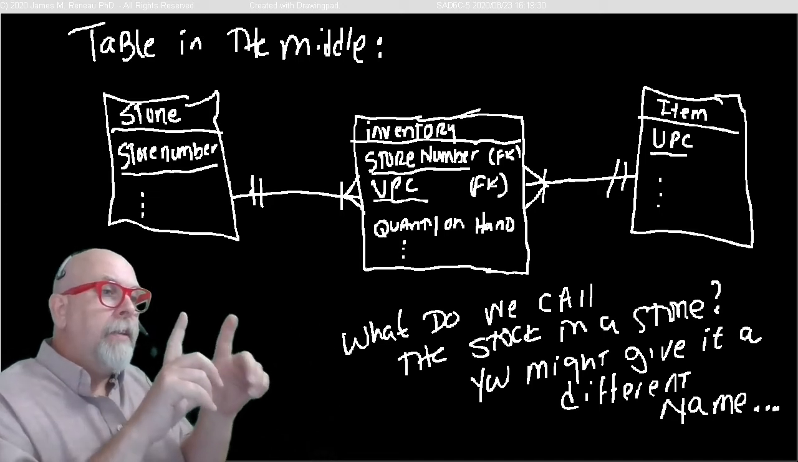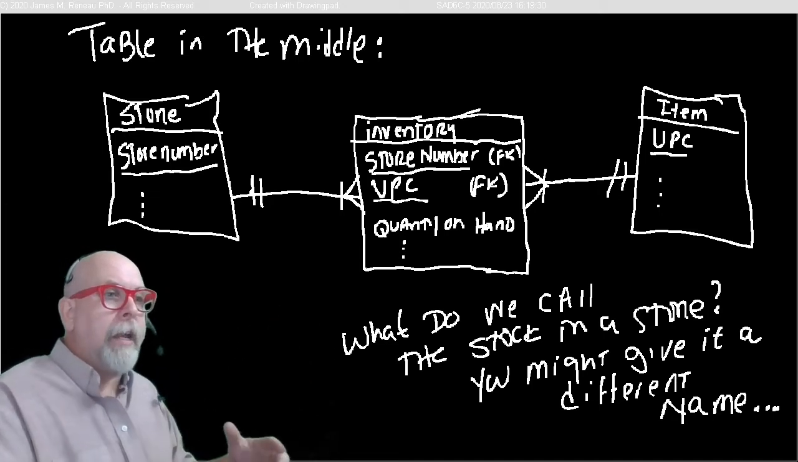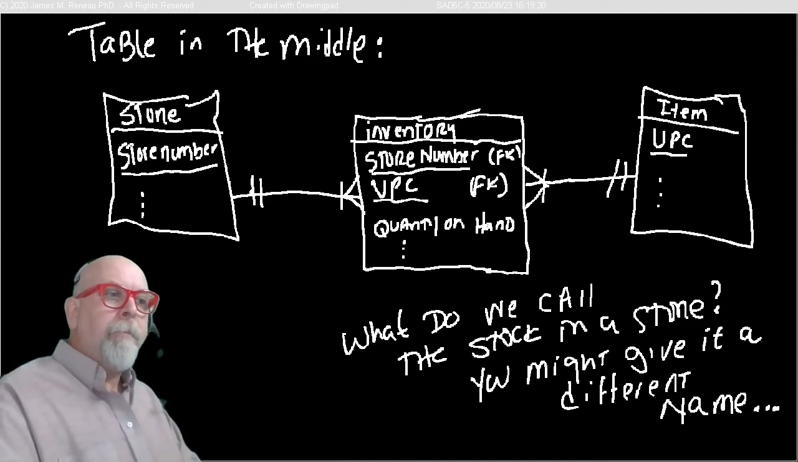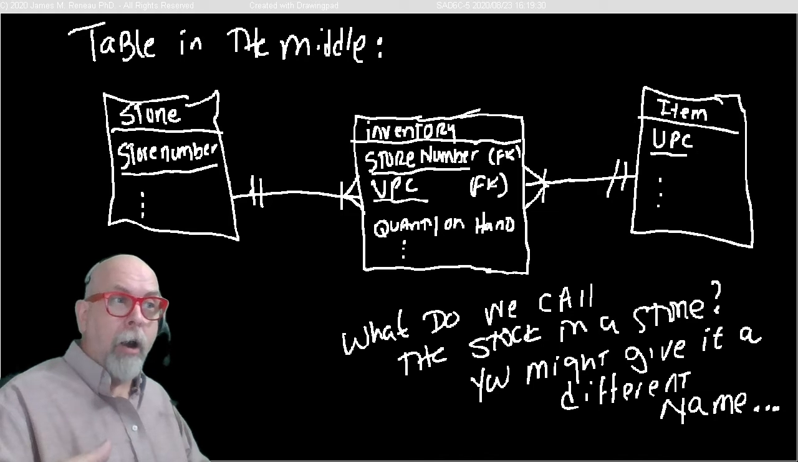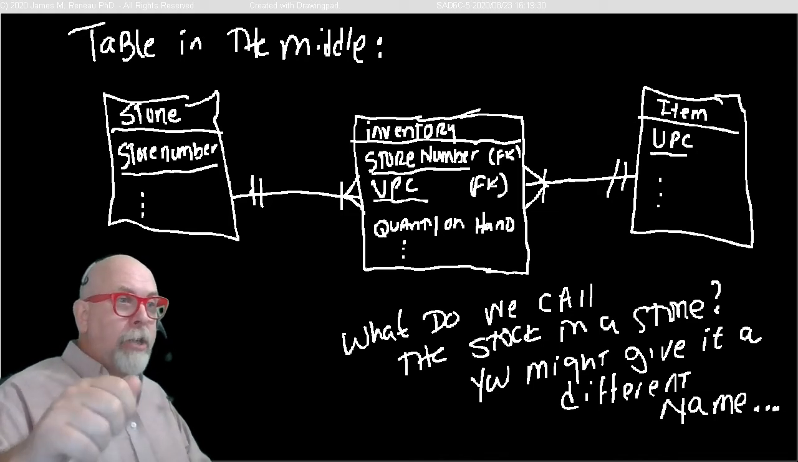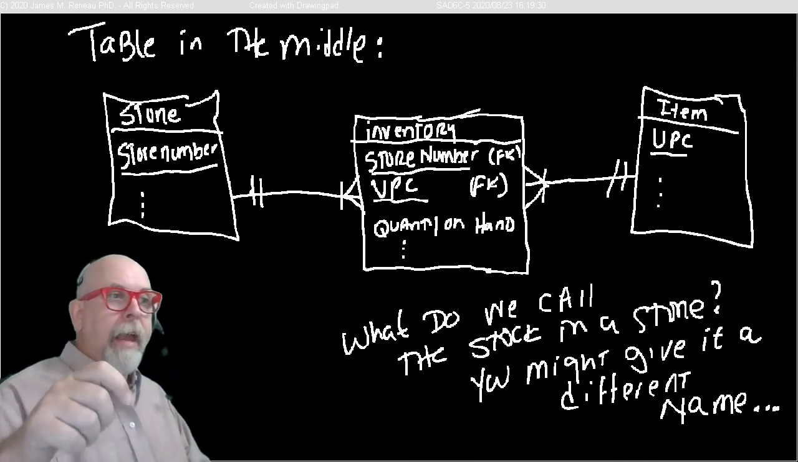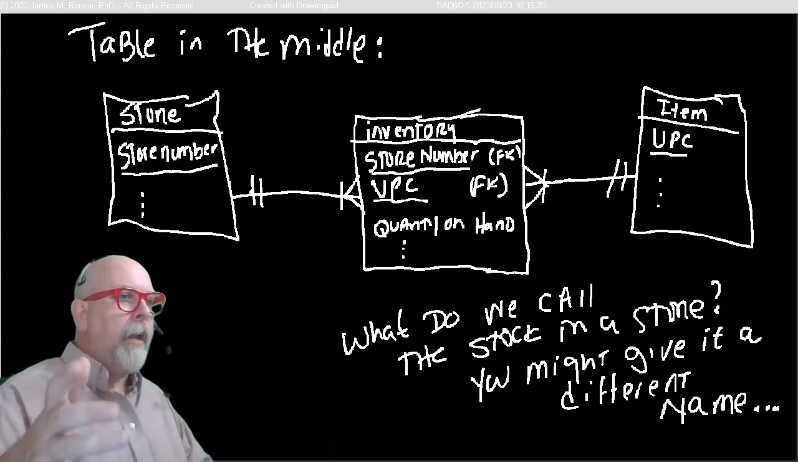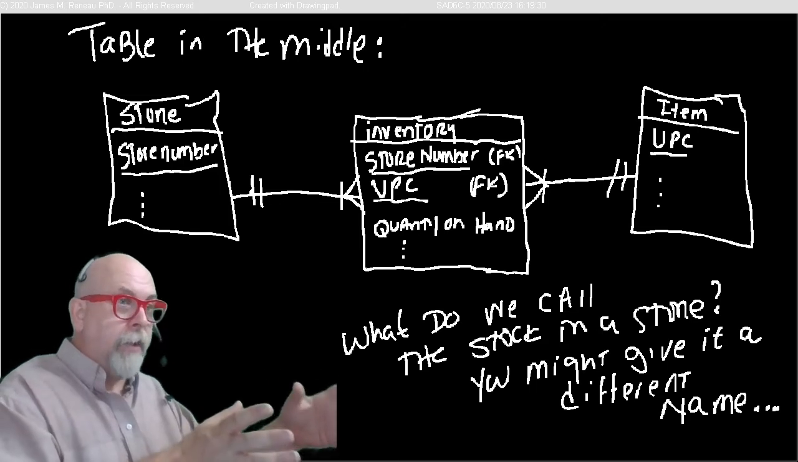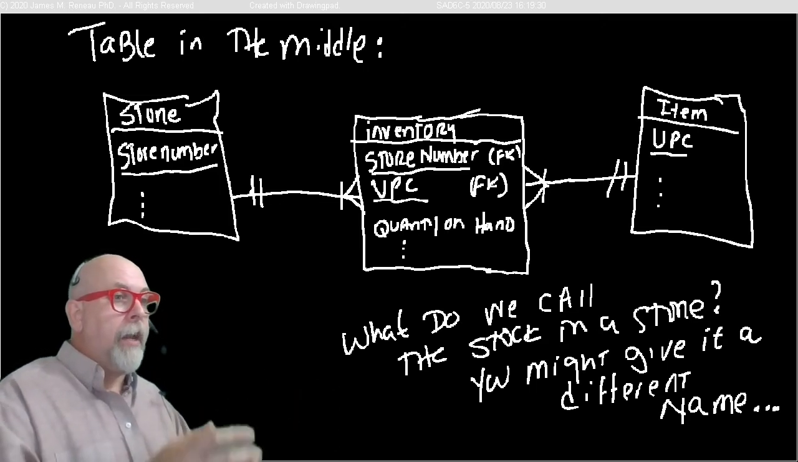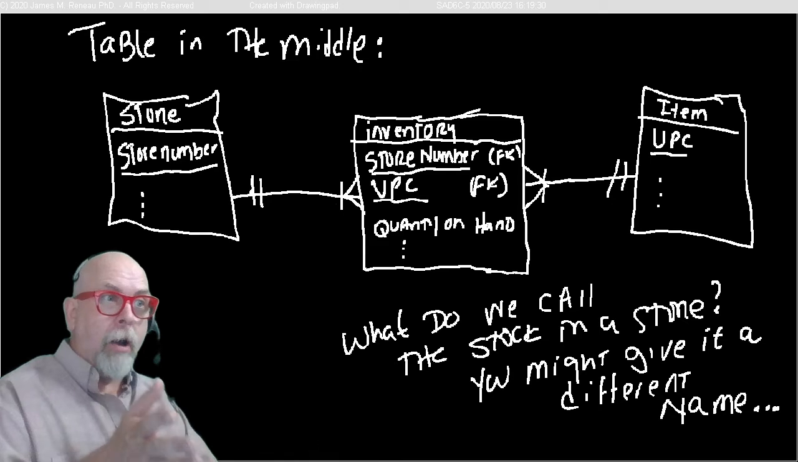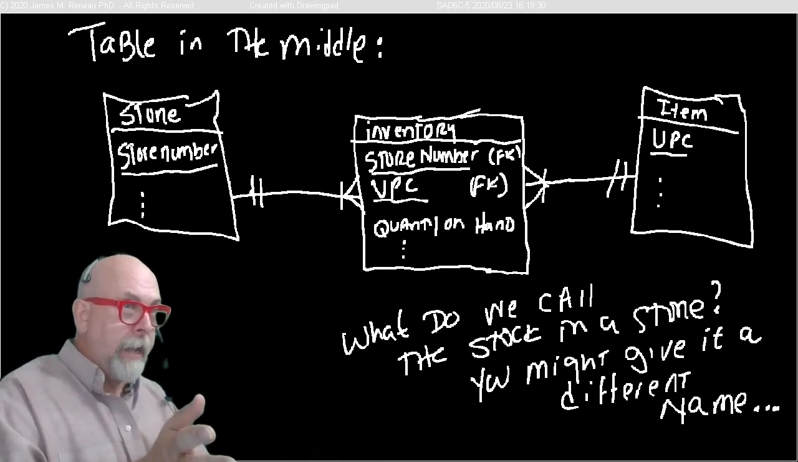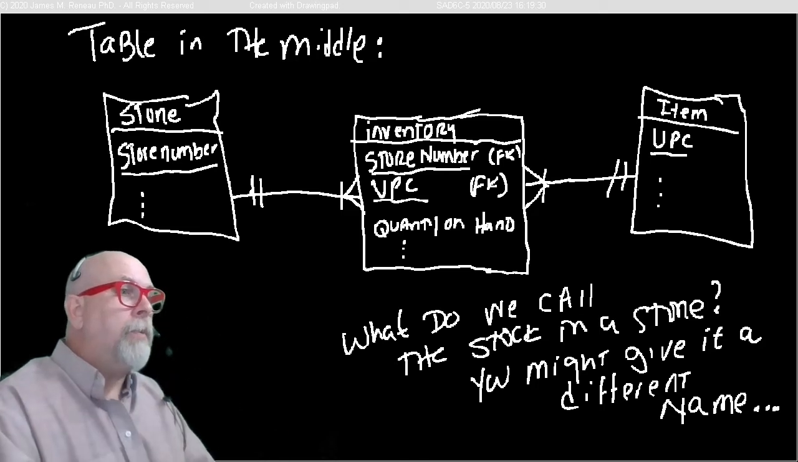So you can think of each of these inventory records as like a 3x5 card. Let's go back to an old paper system. The store has an index card, a box of cards, and each item would be on a card, and the quantity on hand would be on that card. Each store would have its own box of cards, and you could see that an item is on many cards, one in each store. A store has many cards because it has many items. So that's what we're doing here in the middle.